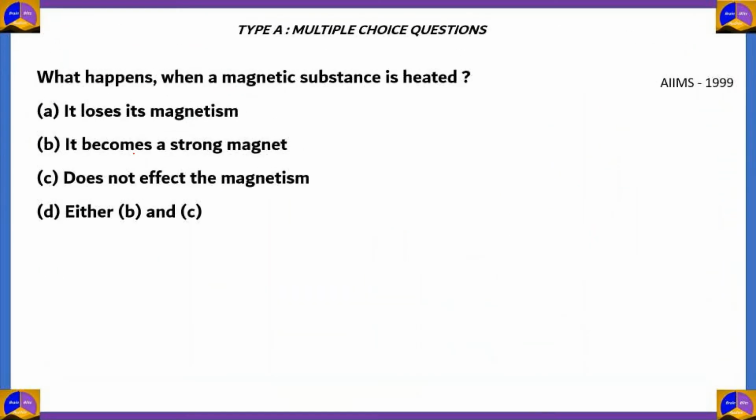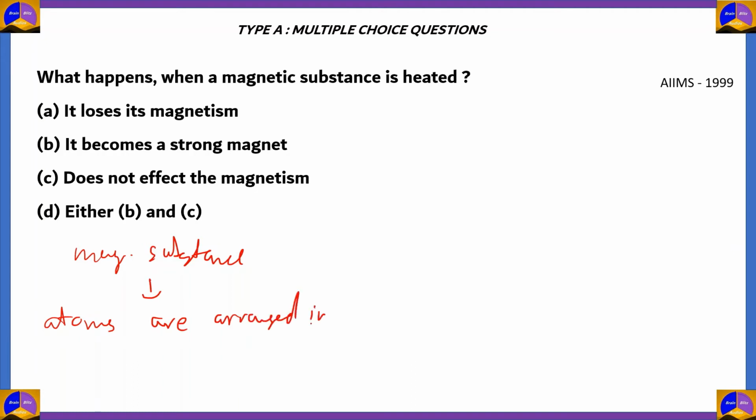Let's look at our next question. What happens when a magnetic substance is heated? Now, before we move on, let's look at what happens inside a magnetic substance. A magnetic substance is a substance in which, under a magnetic field, atoms are arranged in uniform order due to the magnetic field.